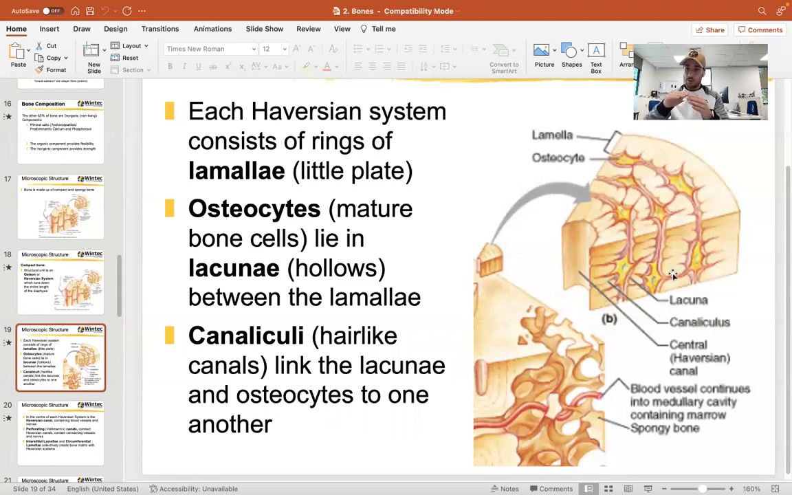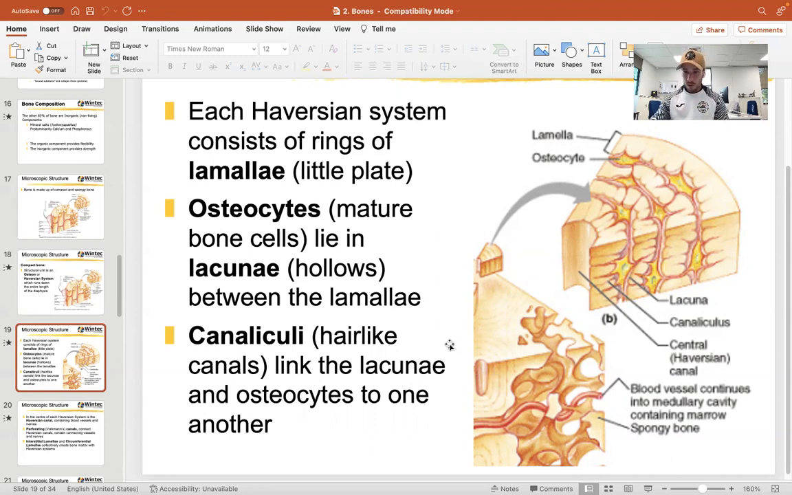And within those hollows, those hollows are called lacunae, right? And so within the lacunae sit the osteocytes. And then between each of the lacunae, we have little vessels, okay? And these little vessels are called canaliculi, right? And they link the other lacunae and the osteocytes to one another so that they can pass nutrients and stuff back and forth between them, right?